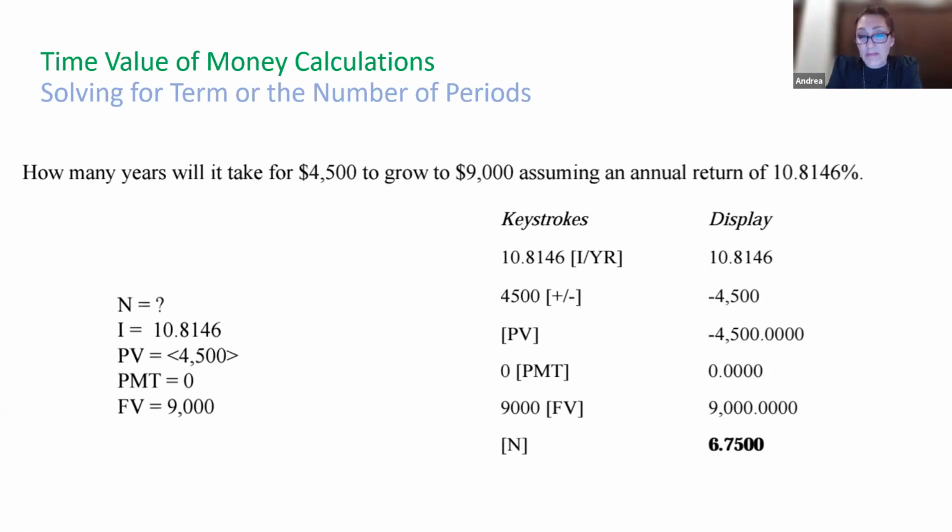10.8146 is I. $4,500 negative is going to be our present value. Our future value is $9,000. And we are solving for n, which is 6.75.